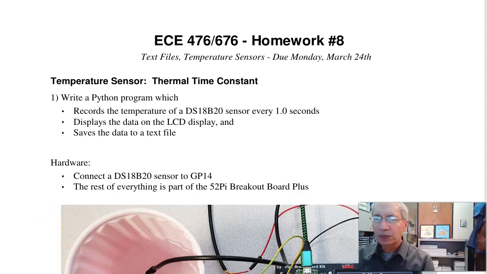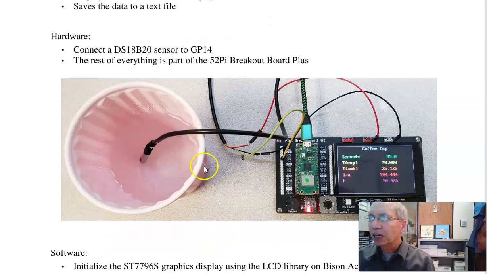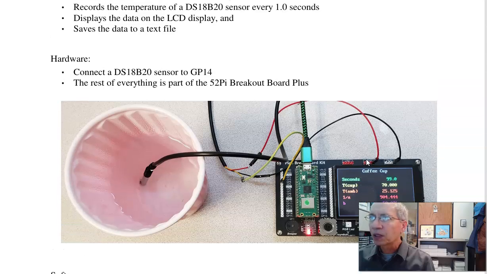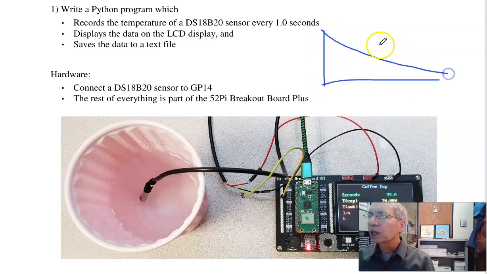Now, the goal of this assignment is to measure temperature. For example, here's a hot cup of water with a DS18B20 temperature sensor. I can read that temperature with a Raspberry Pi Pico. If we measure the temperature over time, it should be decaying exponentially. This has a time constant. By measuring that time constant, it tells me how good the coffee cup is, how good of an insulator. What I'm using is just a plastic cup, not a very good insulator, which makes it easier to measure that time constant.